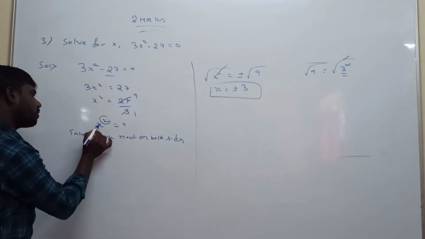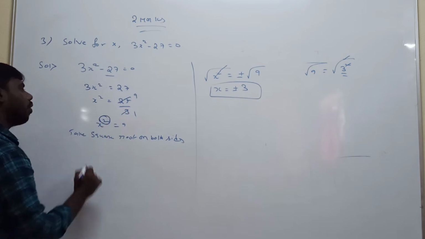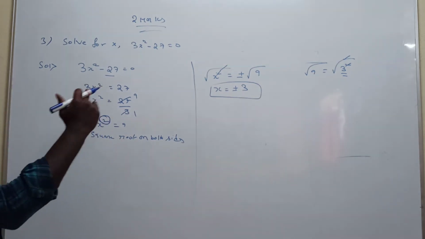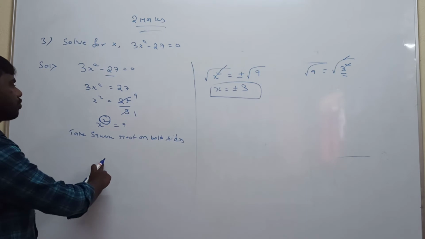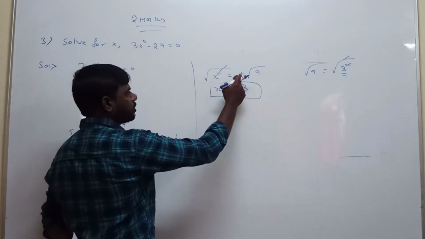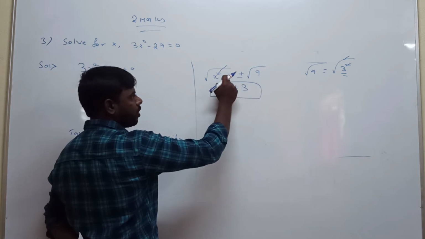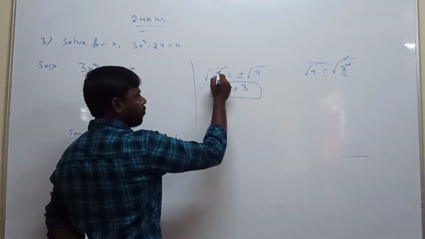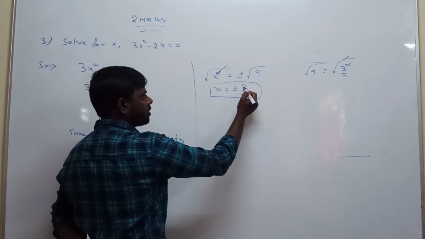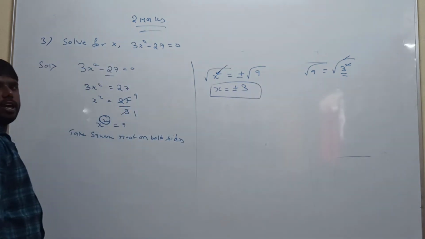We want only x, but what is extra? The square is there. How to eliminate the square? Take the square root on both sides. Square root of x square equals, whenever you take the square root on both sides, on the right side put the positive or negative symbol. Square root of x square is equal to plus or minus the square root of 9. Square root gets cancelled. Root 9 is 3. So x is equal to plus or minus 3.